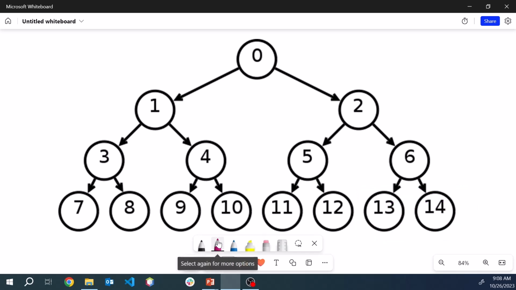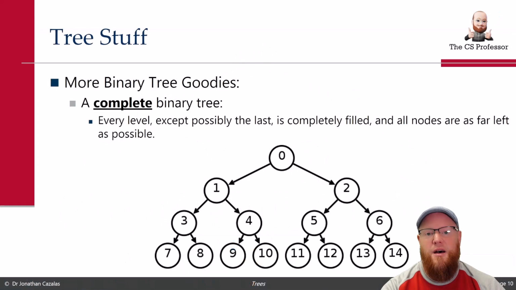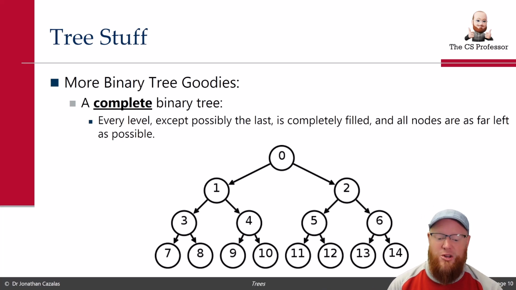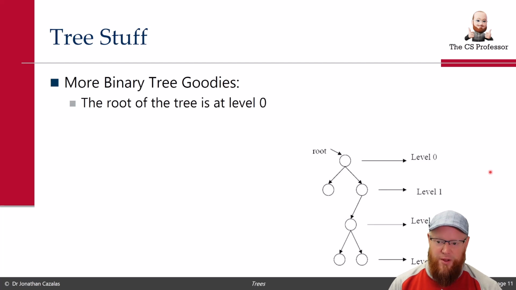But what if we were missing this node right here? If that node was missing, everything else was there, but that node's missing. That would not be a complete binary tree because there's a missing node on the last level, and that missing node is not on the right side. So I hope that's clear. This particular depiction is as complete of a complete binary tree as you can possibly get because all levels are 100% filled. So some more binary tree goodies.